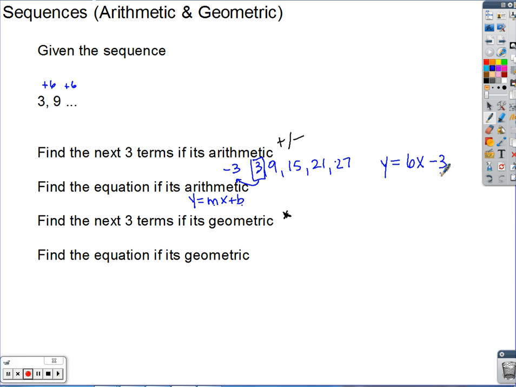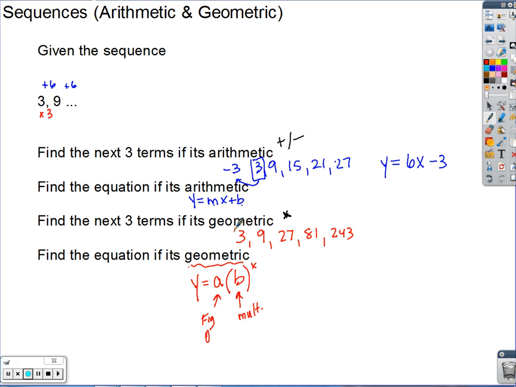I'm going to switch colors to represent my switch to geometric. If this were geometric, I'd be multiplying by 3. Okay, so if I'm multiplying by 3, my next three terms are going to be 27, 81, and 243. Okay, geometric sequences work the same as exponential functions. A times b to the x. A is your figure 0, and b is your multiplier.